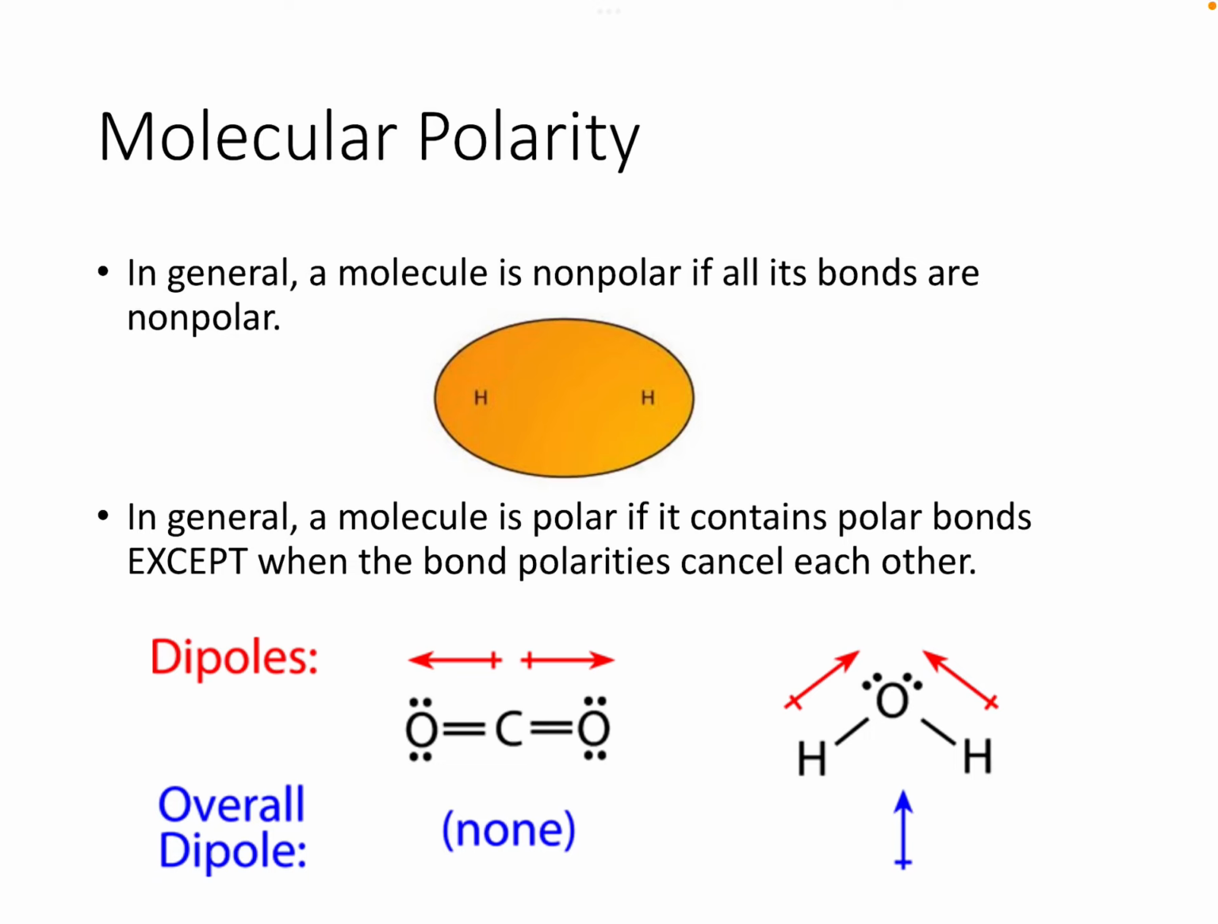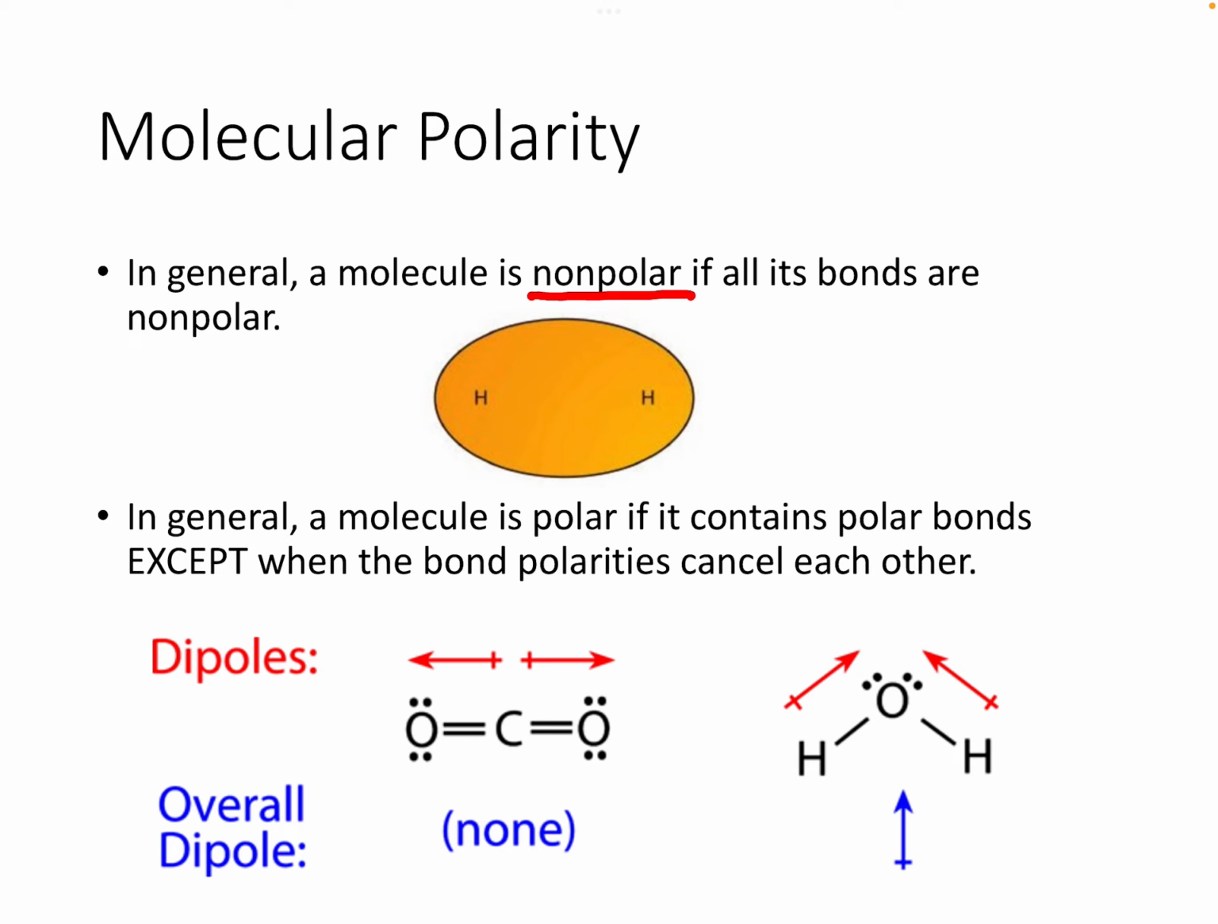In this video, we are going to continue our discussion on molecular polarity. So last time we saw that a molecule can be polar or nonpolar depending on its individual bonds and whether they're polar or nonpolar, and the shape of the molecule. So in general, a molecule is nonpolar if all of its bonds are nonpolar.